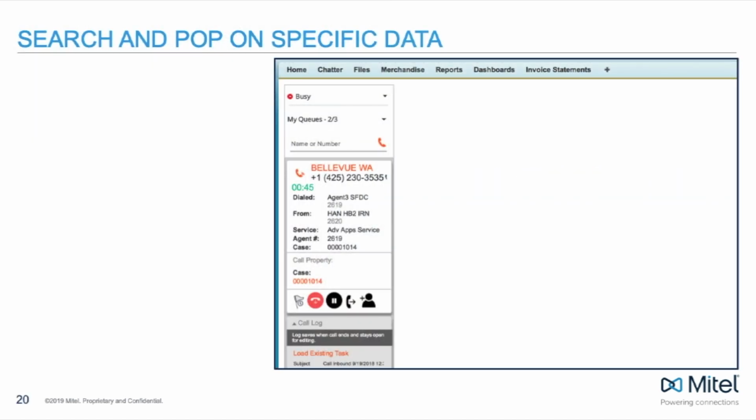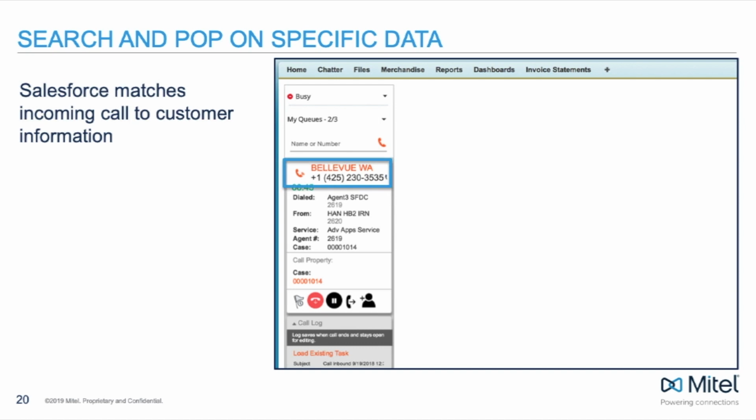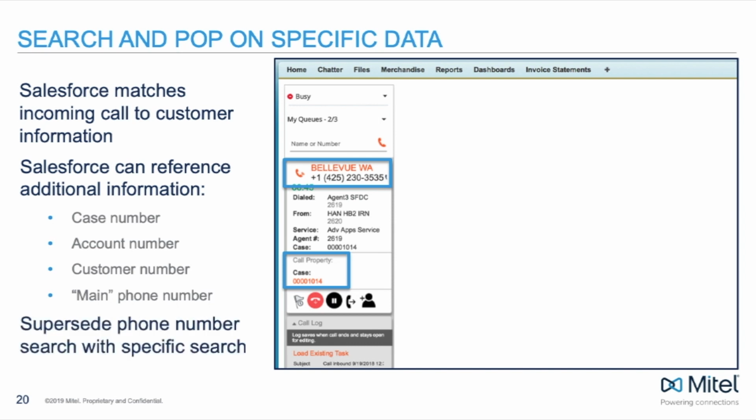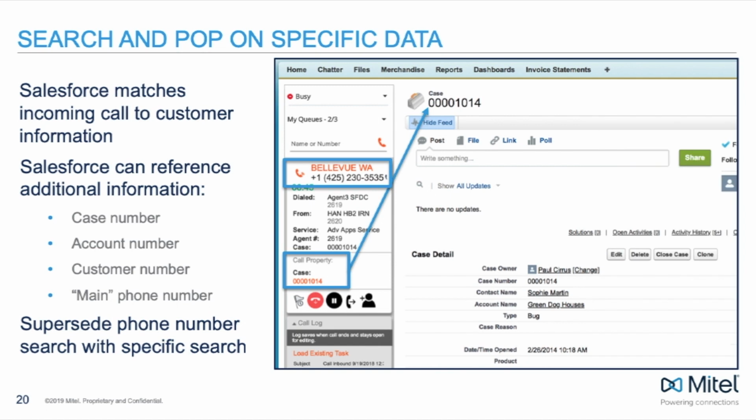When a call is received, Salesforce logic will try to match the incoming calling number to customer information. If your contact center is using IVR features, the customer can be prompted for a customer identifier or case number, and that information can be passed to Salesforce. Salesforce can then supersede the phone number lookup and use more specific information to provide you more correlated information on your screen pop.